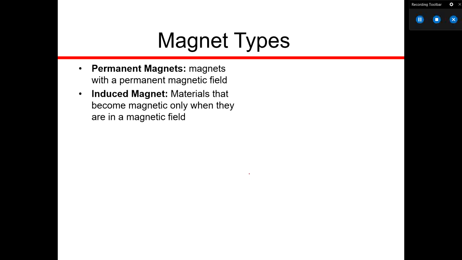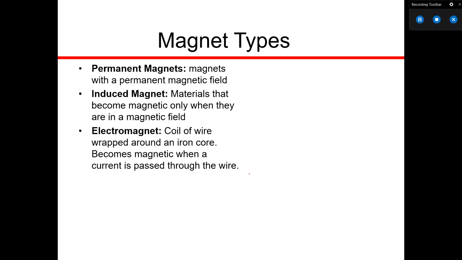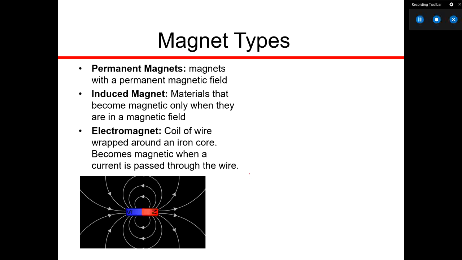You can have an induced magnet, which is a material that becomes magnetic only when it's in a magnetic field. A nail, for example, can be picked up by another magnet. The nail's not magnetic in itself, but when you expose it to a magnetic field, it becomes attracted to it. And then there's electromagnets, and we're going to take a more in-depth look at these later in this unit. But essentially, when you put a charge through a wire, you create a magnetic field.